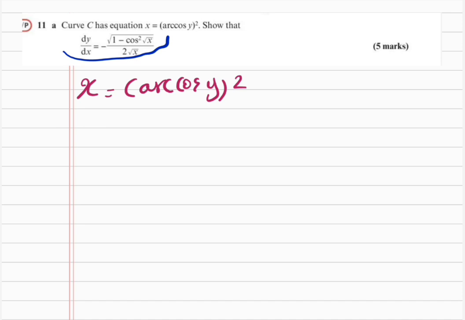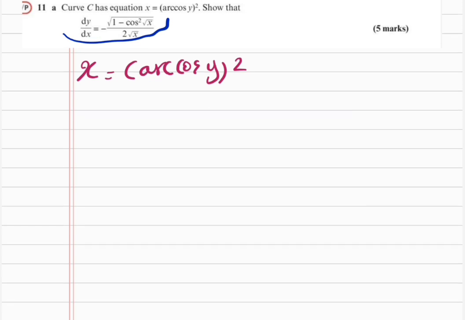So the first thing that we can do is try to write the function in terms of x, because the given function is in terms of y, and we don't want that here. So the first thing that we can do is take a square root. If we take the square root from both sides, we are going to get the square root of x is equal to arccos y.